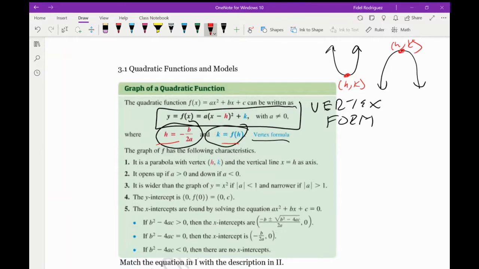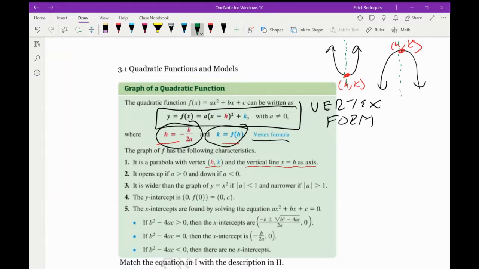Okay, it says the graph of f has the following characteristics. It's a parabola with a vertex (h, k), and the vertical line x equals h is the axis. We call it the axis of symmetry. In essence, it's the vertical line that cuts the graph directly in half. It's kind of like a mirror. Whatever you see on the left side, the right side is going to look the same.